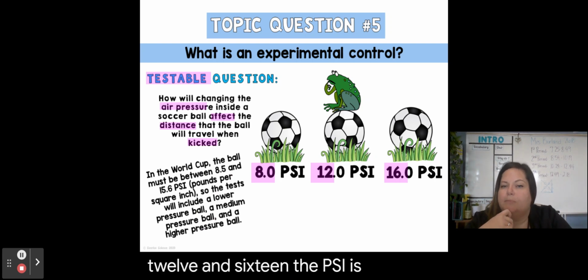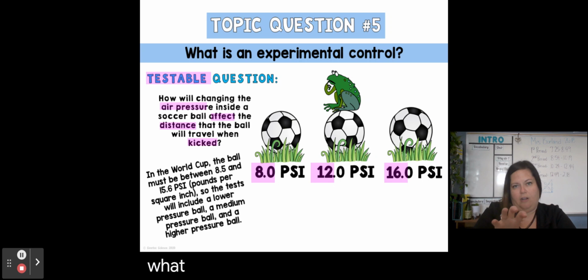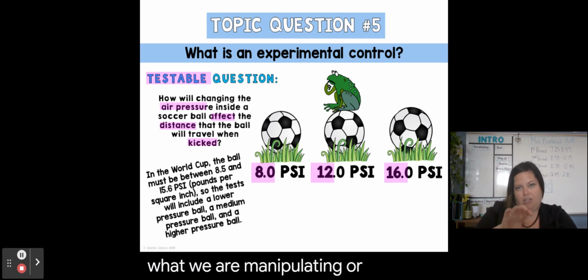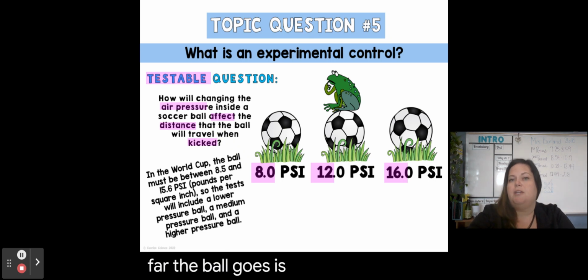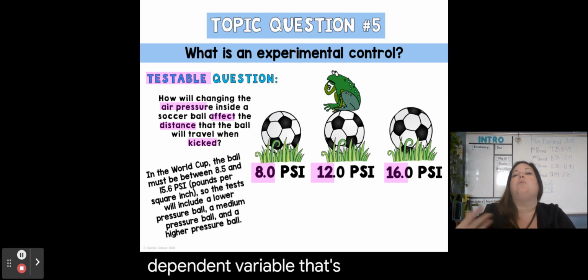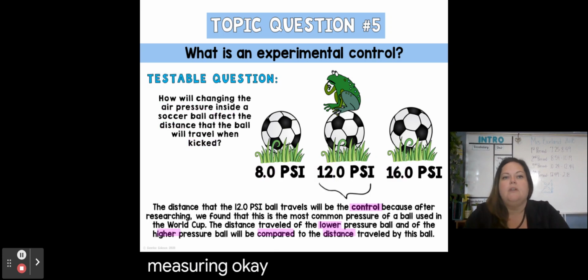The PSI is going to be our independent variable. That's what we are manipulating or changing in order to see what it does. Okay. How far the ball goes is going to be our dependent variable. That's what we're measuring. Okay. All right. So we got that.